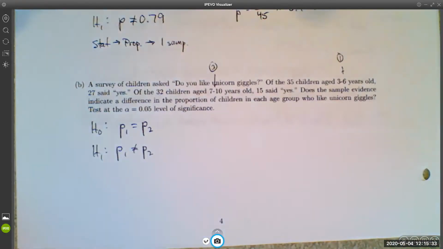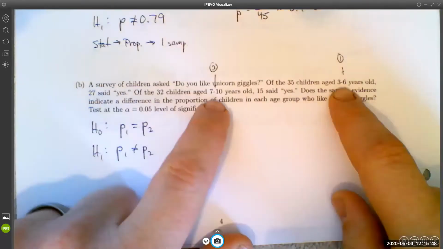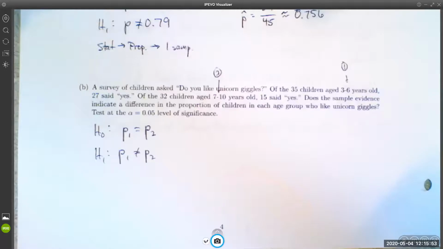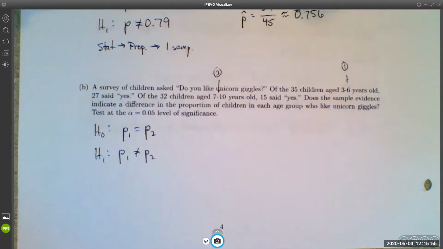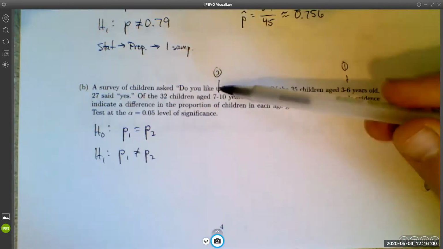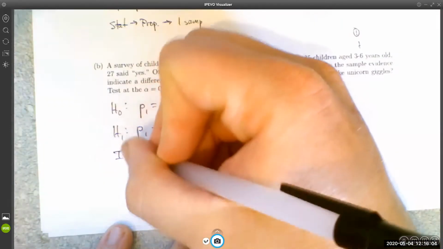But more importantly, there's nothing in the question that says they automatically determined group 2 based on how they determined group 1, right? It's not like they did brother-sister pairs or husband-wife teams. Well, you wouldn't do husband and wife, I guess, if you're talking about 3 to 10-year-olds. But no, they don't have any way to match these kids up. They just randomly selected a group of 3 to 6-year-olds, and then randomly selected another group of 7 to 10-year-olds. So these are independent samples for sure.